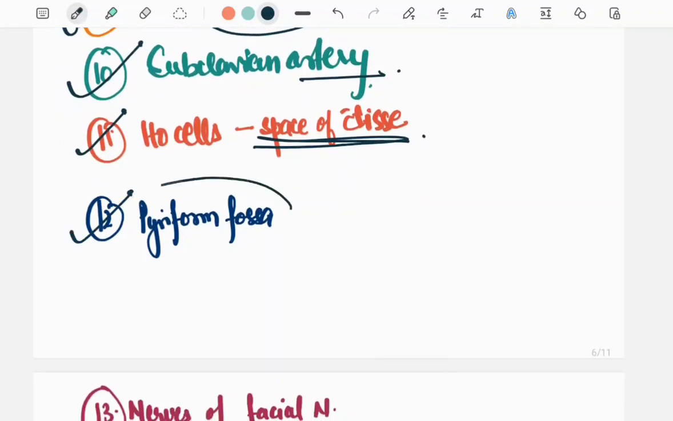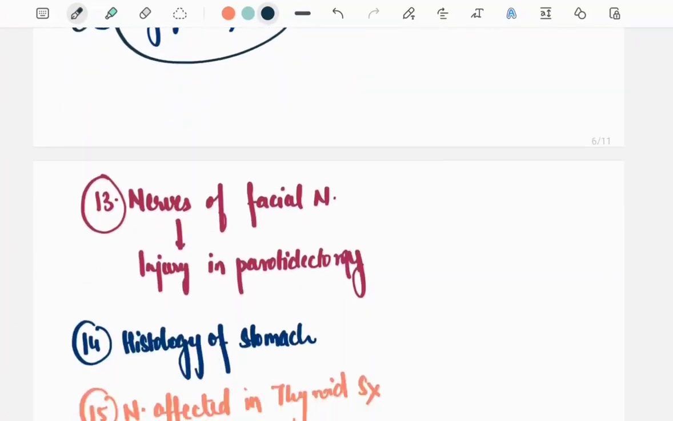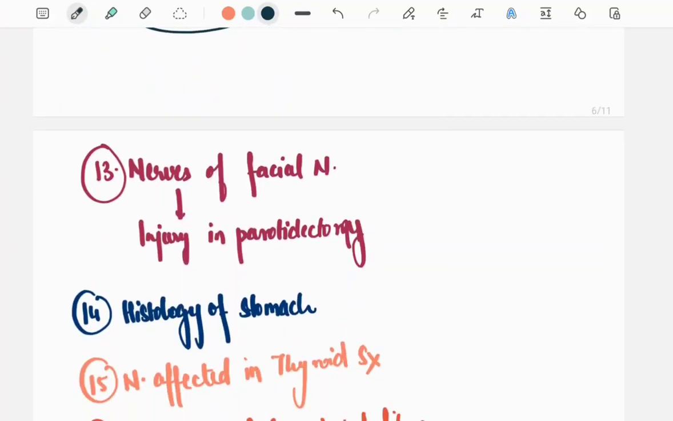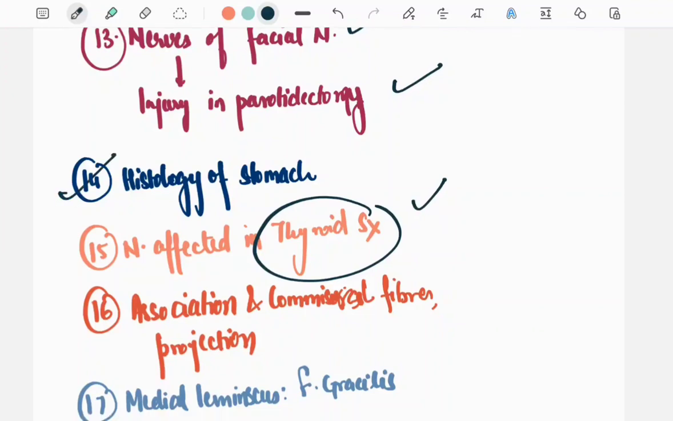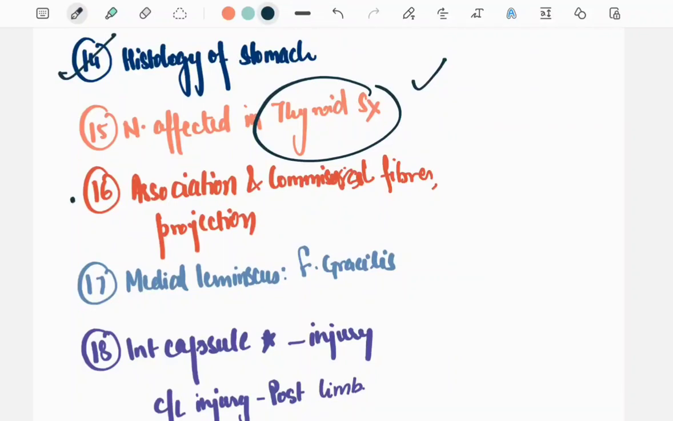Then there was a diagram related to piriform fossa, and you have to identify where it is. Then you should know the nerves, branches of facial nerve, and which nerve is injured during parotidectomy or affected in thyroid surgery. All these are important and they are frequently repeated. Then histology of stomach was asked. Then you should know about various association, projection and commissural fibers. Do read it once.